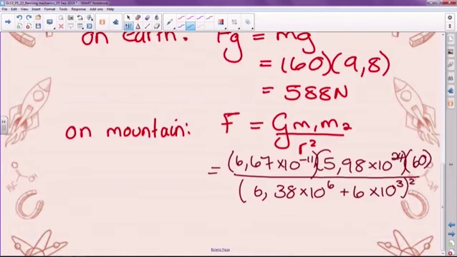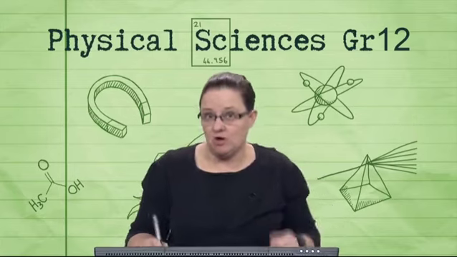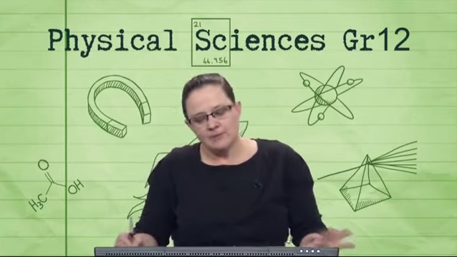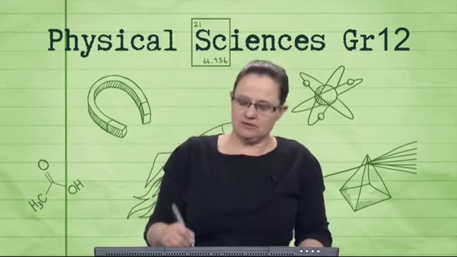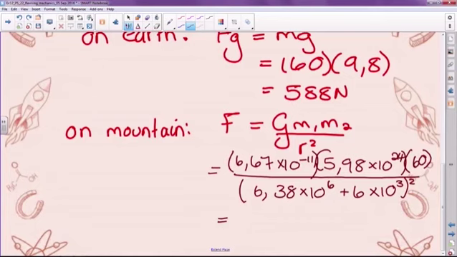Now, grade 12s, this now becomes a calculator issue. Guys, please do it more than once to double check your answer. When it gets complicated like this, I worry that you do it once in your calculator and you don't realize you've done a calculator error. But what you get is 586,84 newtons. It's smaller, which we expect. He's further from the center of the Earth.